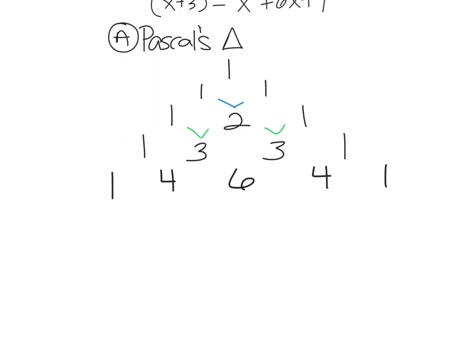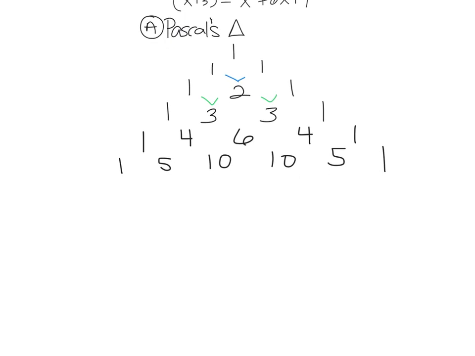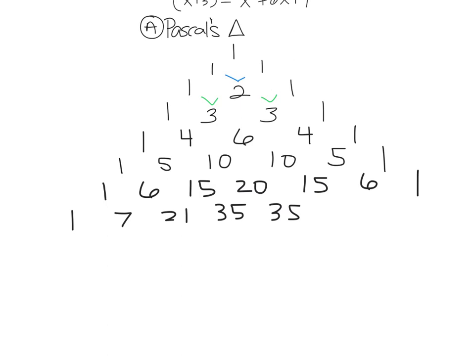Let's go to 7. We'll go 1, 5, 10, 10, 5, 1. Then 1, 6, 15, 20, 15, 6, 1. Let's just do one more. 1, 7, 21, 35, 35, 21, 7, and 1.